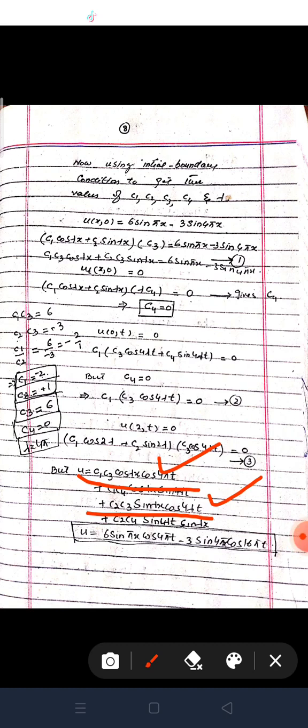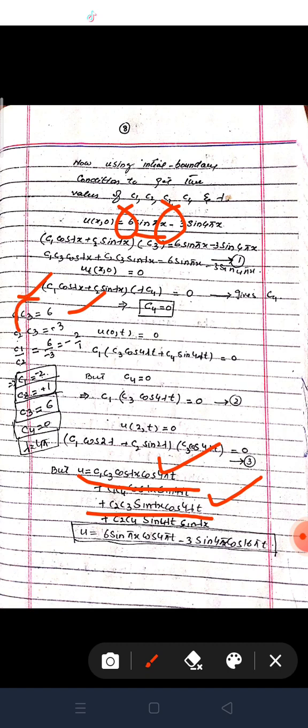Now I am taking c1 c2 is equal to 6. Why is c1 c2 equal to 6? Because the constant with this sine is equal to 6. Therefore, I am taking c1 c2 is equal to 6. Also, this is equal to minus 3. So I am taking c2 c4 is equal to minus 2.